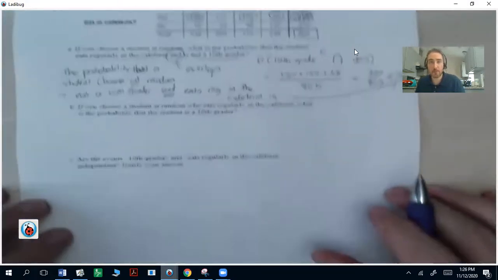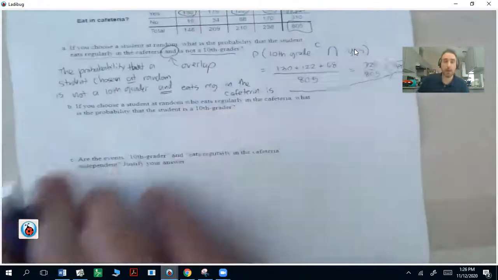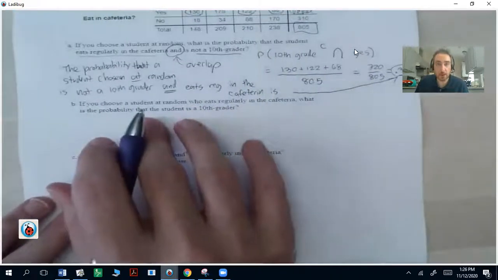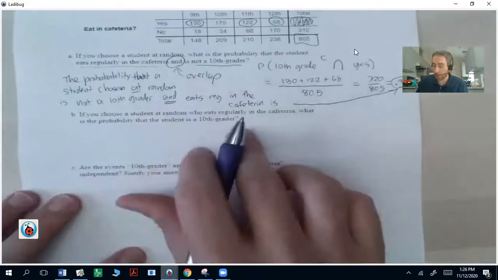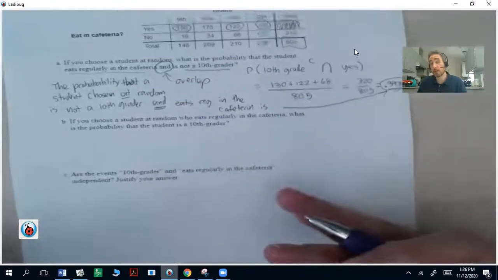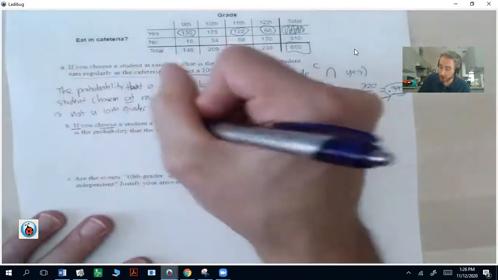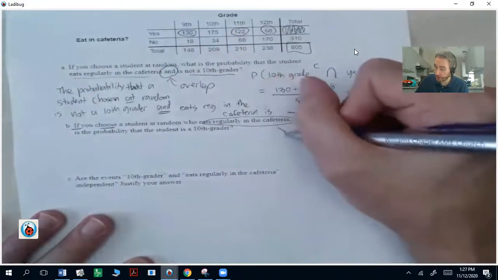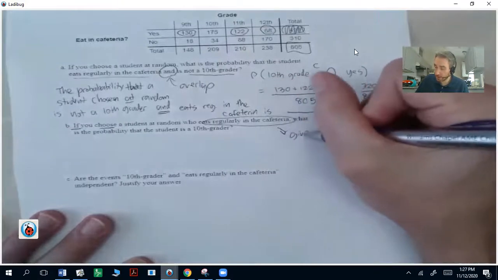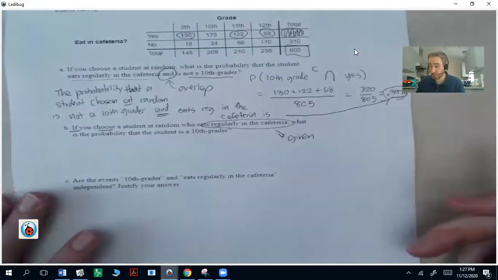Letter B. Try these on your own first and then pause it and check the answer with me. Letter B. If you choose a student at random who eats regularly in the cafeteria, what is the probability that the student is a 10th grader? So this one, we're talking about given probabilities. How do you know it's given? Well, you know the student is going to eat regularly in the cafeteria. So your given is eats regularly in the cafeteria. So your given is the yes.